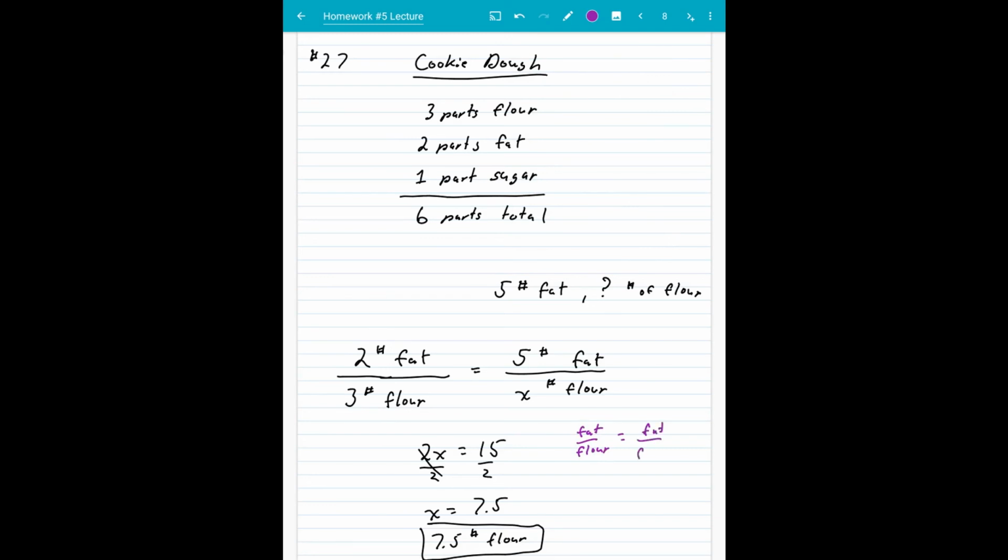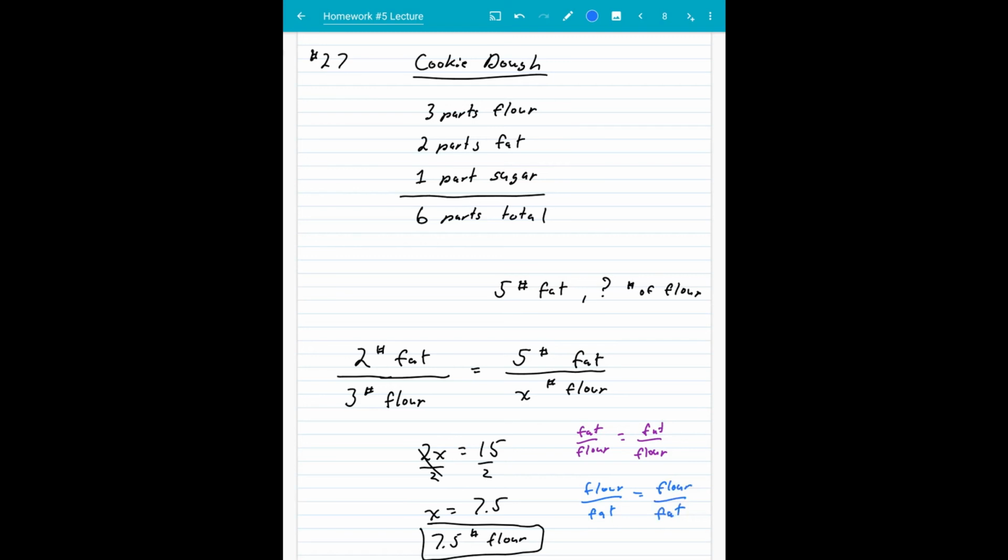fat to flour. Now you could have set it as flour to fat if you wanted to, as long as the other side is flour to fat. You would have gotten the same answer. Both would have resulted in the same answer as long as it's proportional. That's how the math works out.